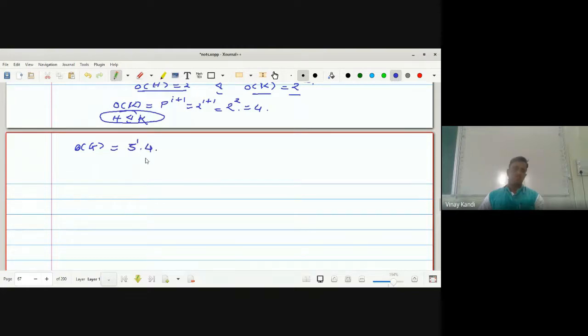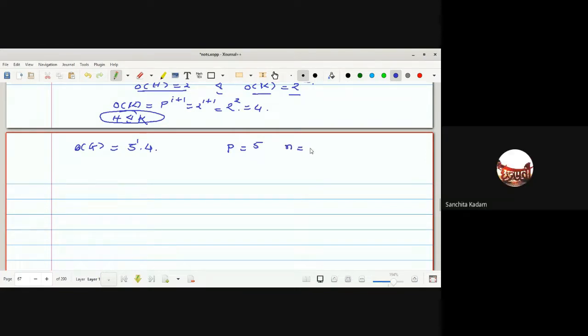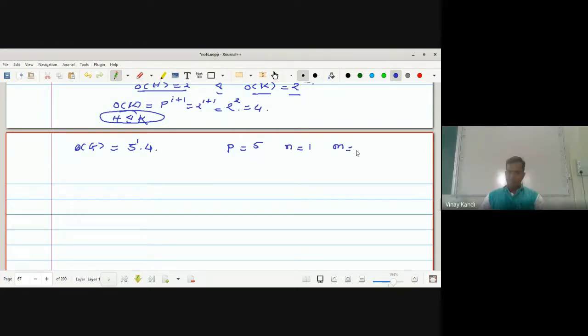Okay, now here look at it. What is the value of P? 5. What is N? 1. What is M? 4. Whether this 5 divides 4? No. So here there exists a subgroup of G. Okay, suppose this is H1, such that order of H1 is what? P raised to I, na? That is 5 raised to 1, which is equal to 5.